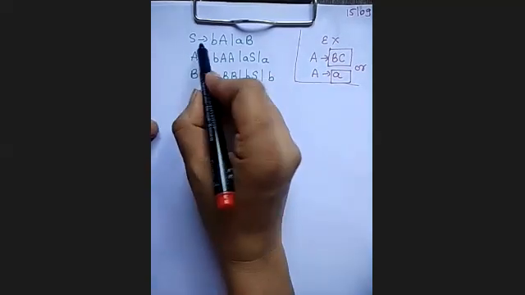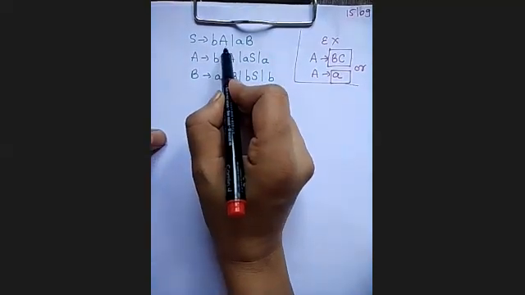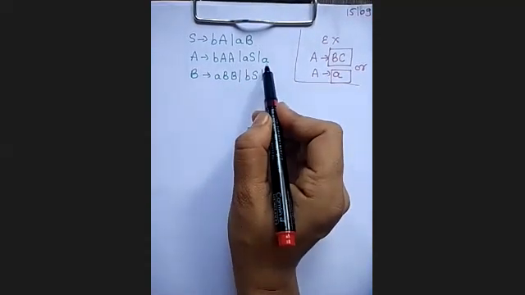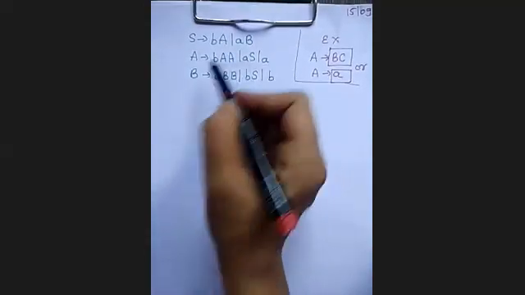Consider the right-hand sides one by one. This is not in that format. This is not. This is also not. This is not. But this one is. A gives A, if you write one by one.